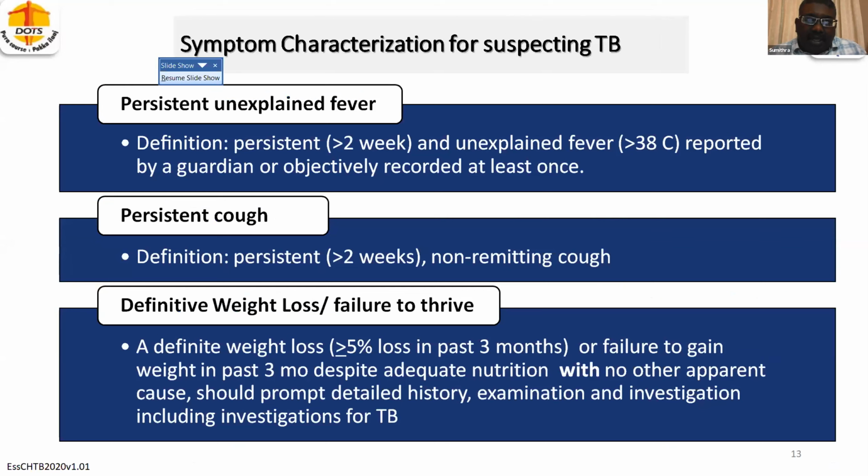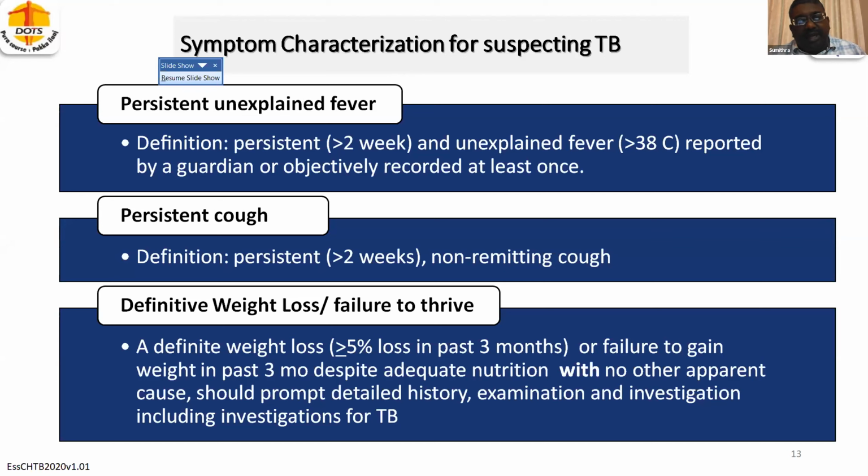So, taking care of those three symptoms, we will group and define these three. There is a persistent unexplained fever, persistent cough, and definitive weight loss. By definition, a persistent cough should be there for more than 2 weeks' duration, and it should be unexplained. Fever should be more than 38 degrees Celsius, reported by a guardian and objectively recorded at least once. A persistent cough should be there for more than 2 weeks, and it should be non-traumatic. And definitive weight loss, by definition, should be more than 5% loss in the past 3 months, or failure to gain weight in the past 3 months, despite adequate nutrition with no other apparent cause. So, we have seen the case of Samir, and we know these common symptoms of tuberculosis.